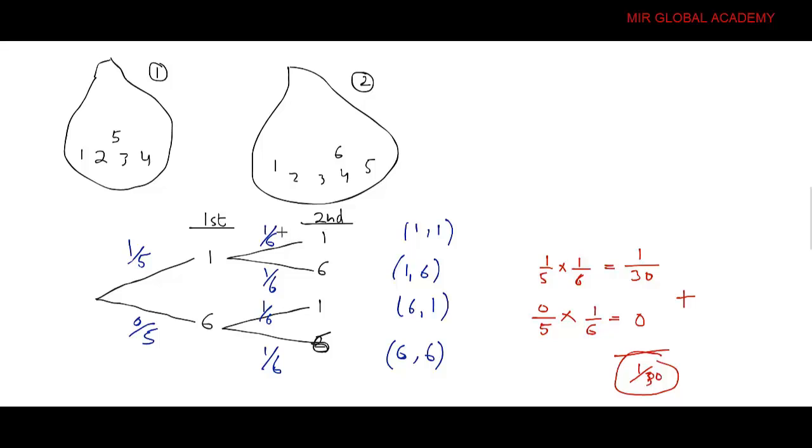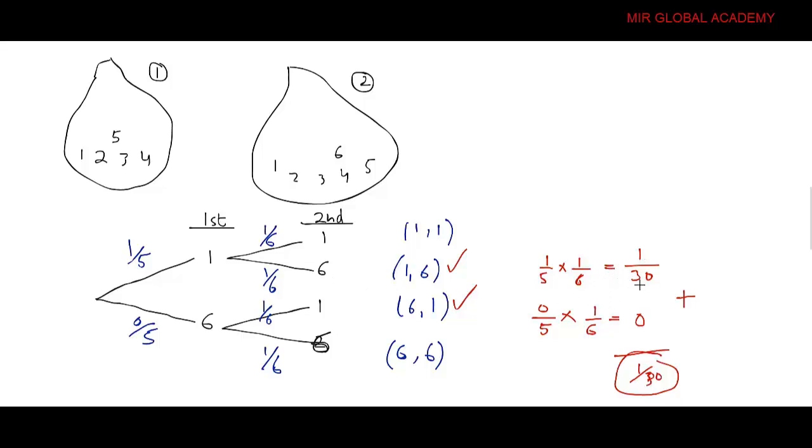In the second bag, there is only one ball, number 1, so the probability is 1 over 6, and there is only one ball, number 6, so the probability is 1 over 6. Now we have filled the probabilities, and we are interested only in that option in which the first ball is number 1 and the second ball is number 6. So we have 2 options. We have just multiplied the probabilities and then we add them.